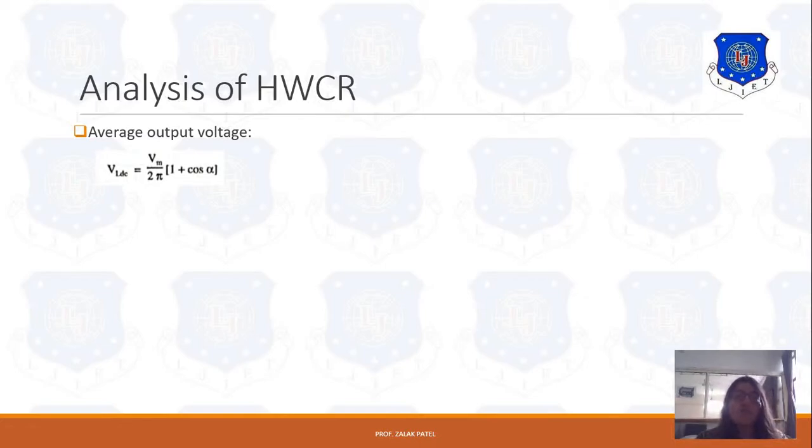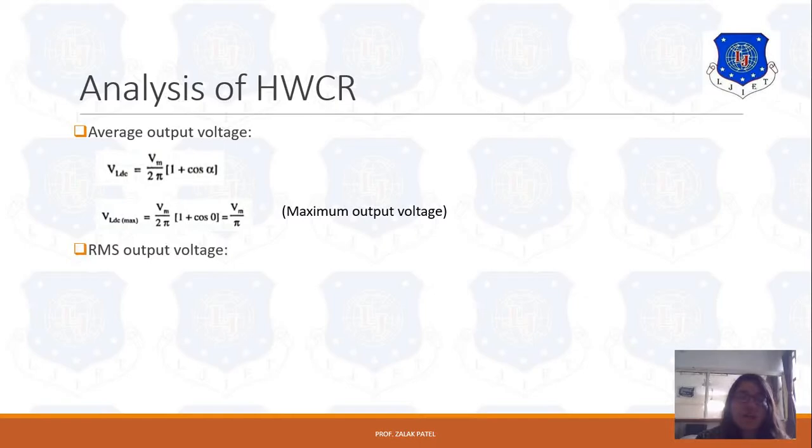Now, if you want to calculate the maximum possible average voltage, then alpha should be 0, because the maximum value of cos is 1. It is possible when the angle is equal to 0 degrees. So if we put alpha equal to 0, it becomes Vm upon 2 pi into (1 plus cos 0), which is Vm upon 2 pi into 2. The 2 and 2 cancel out, so the final maximum voltage is Vm upon pi. This is the maximum output voltage.